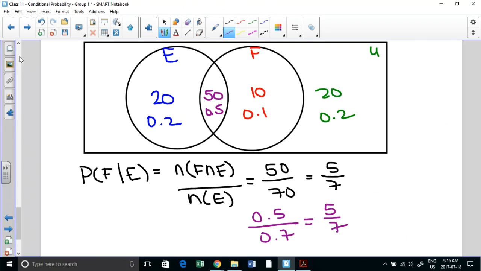How do we feel about this conditional probability? Not too bad. Okay. So that was conditional probability using Venn diagrams.